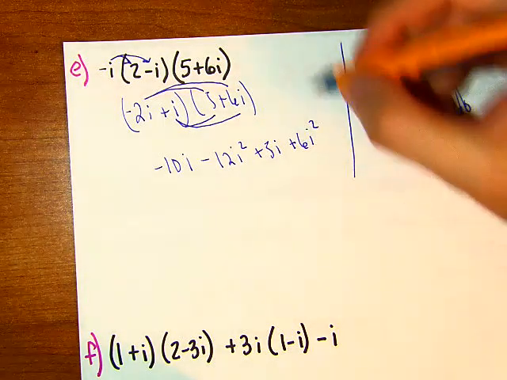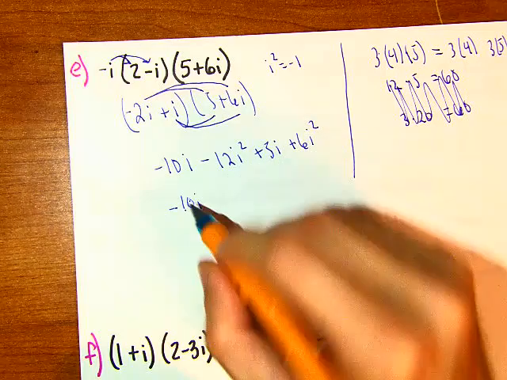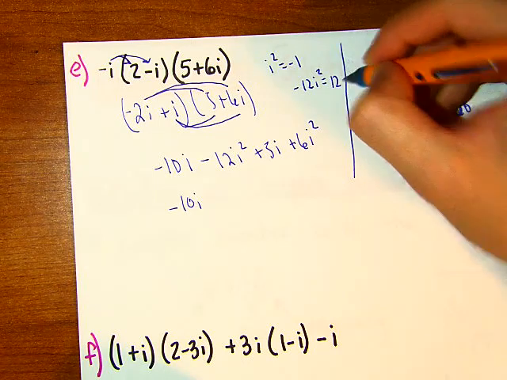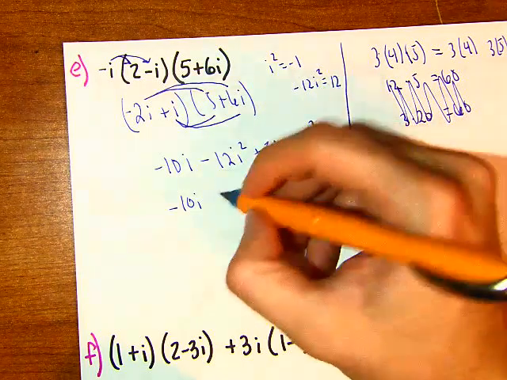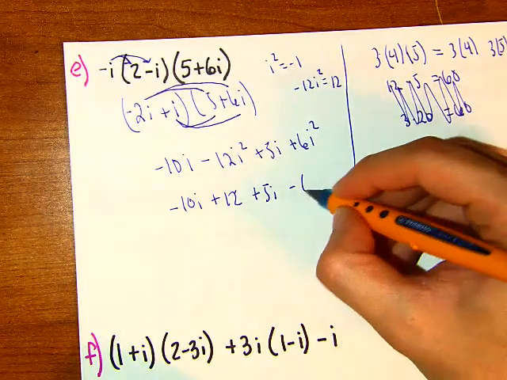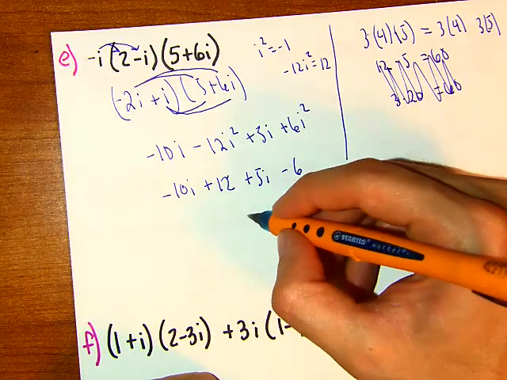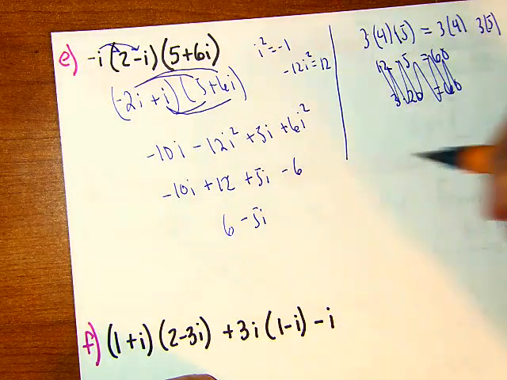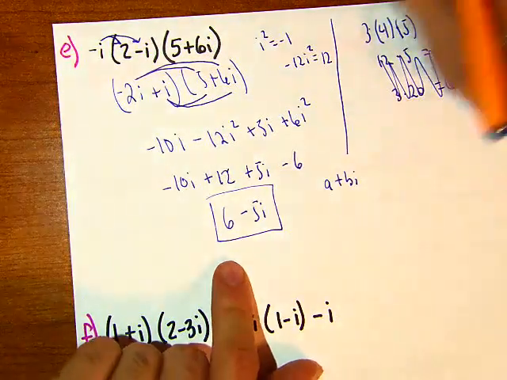Okay, but now remember i squared is equal to minus 1, so we can simplify this. This minus 10i stays how it is. Minus 12i squared is just going to equal positive 12 because i squared is negative 1. So negative 12 times negative 1 becomes positive 12. And this is plus 5i. And this becomes minus 6. The same idea that we did here. And minus 10i plus 5i is minus 5i. And plus 12 minus 6 is positive 6. And remember, we want it in the a plus bi form. So we're going to have it like this. And that should be it.